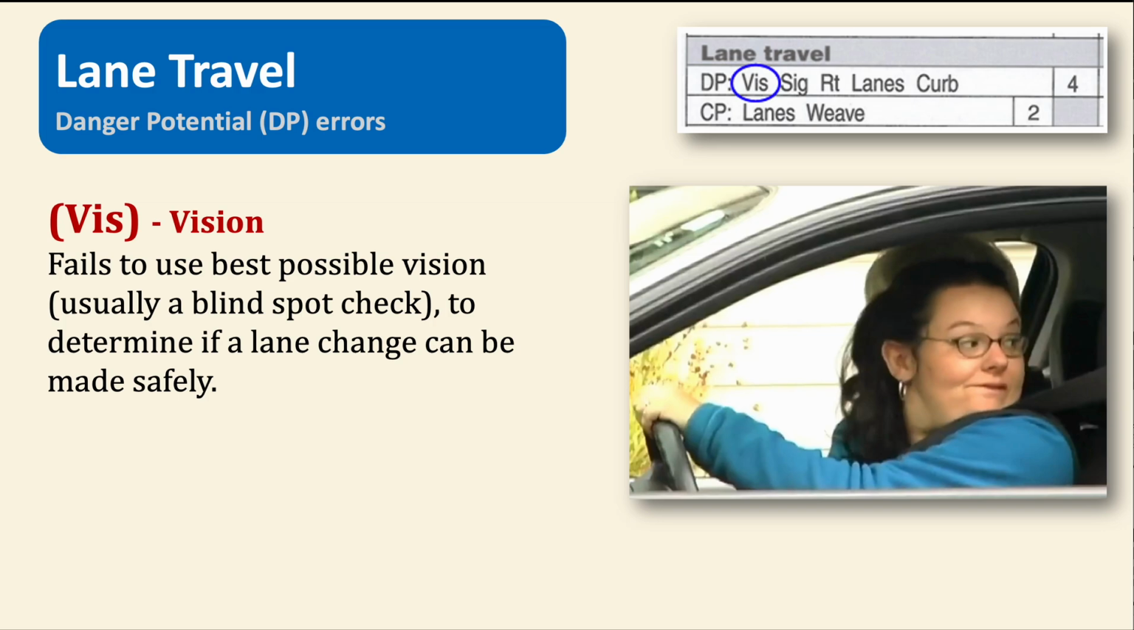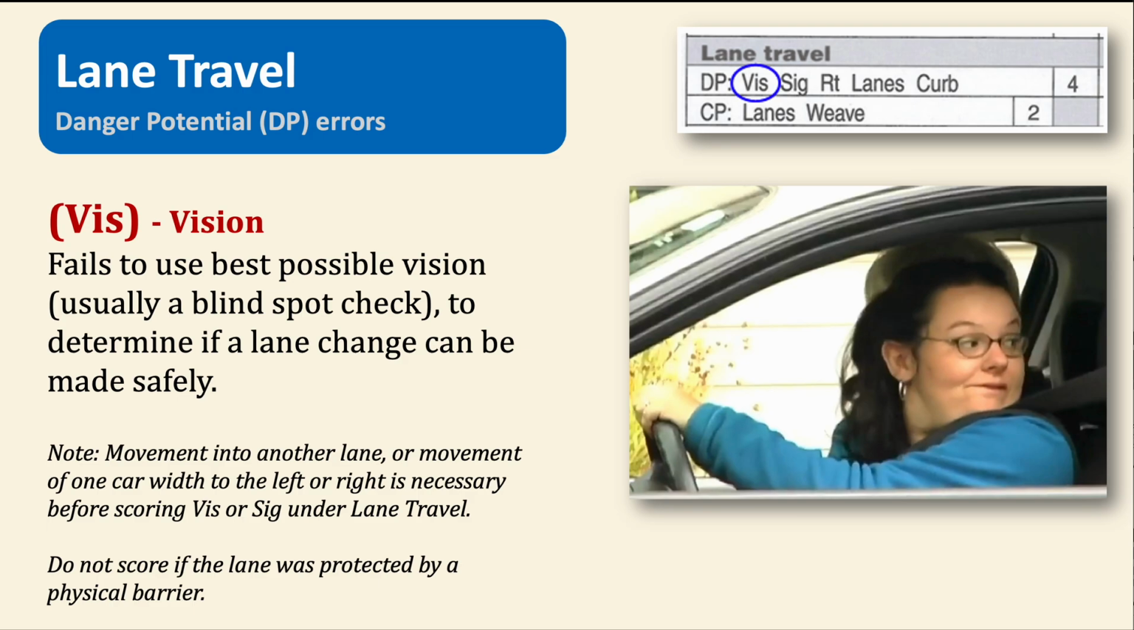First penalty under the lane travel section, we're on the top line, danger potential. These are the 4-point penalties. The vision penalty: an applicant fails to use the best possible vision, usually a blind spot check, to determine if a lane change can be made safely. Now remember, movement into another lane or of one car width to the left or the right is necessary before you score this. And don't score it if the lane was protected by a physical barrier.